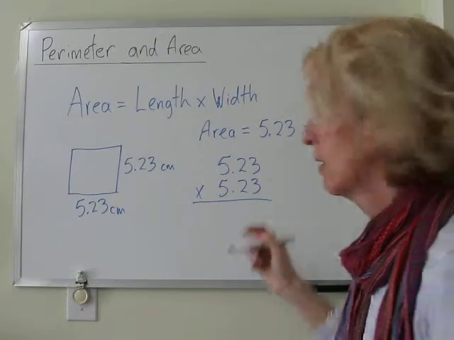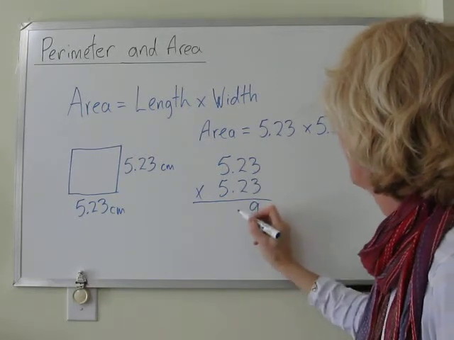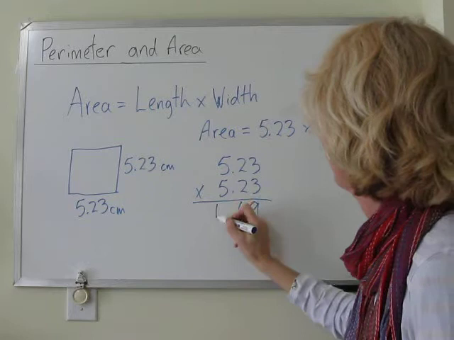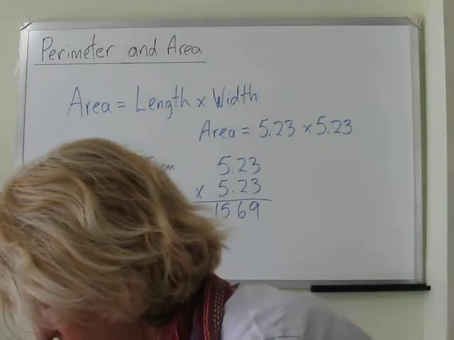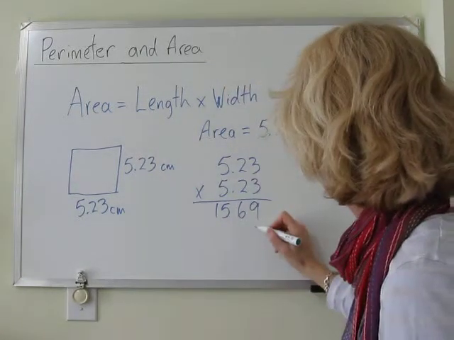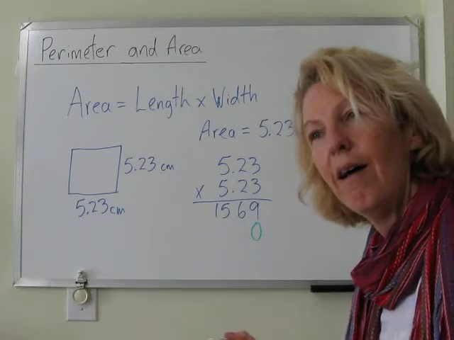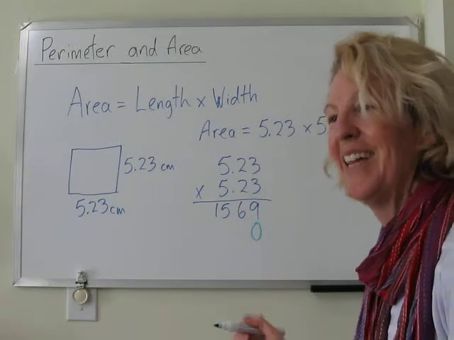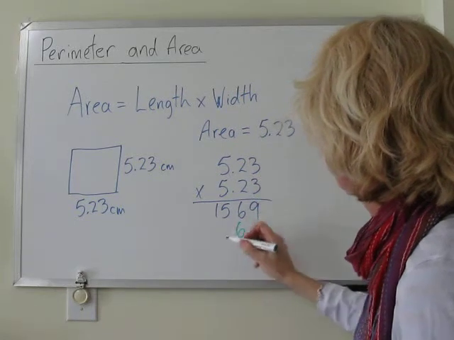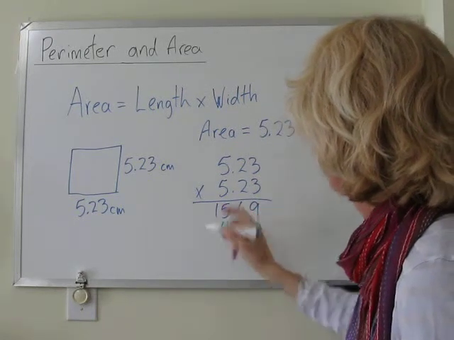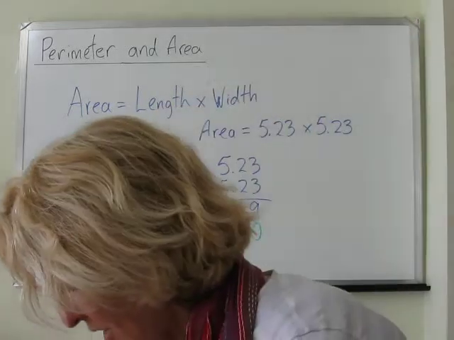All right, let's go. 3 times 3? 9. Good. 3 times 2? 6. 3 times 5? 15. Okay, good. Now we have to add a 0. Should I change colors since we have one already? Yes, you should. Okay, 2 times 3? 6. 2 times 2? 4. And 2 times 5? 10. Should we use one more color? Yeah, I've got it. We might as well use it.